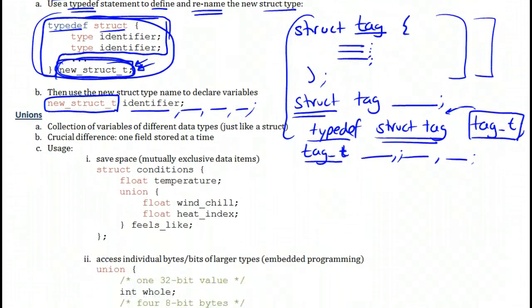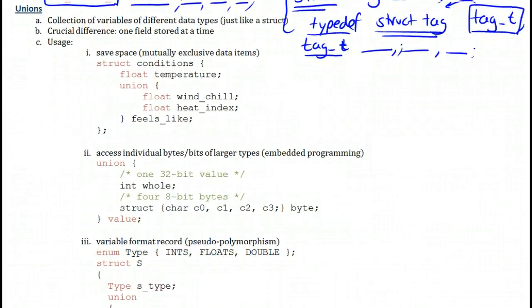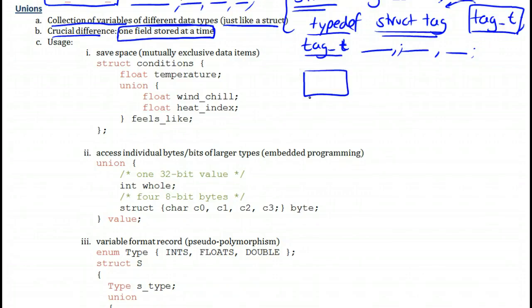Now let's look at unions. Unions are very similar to structs. They're also a collection of variables of different data types, just like a struct. The crucial difference between structs and unions is that unions only store one field at a time, or only one of their variables is stored at a time. So all of their variables are stored at the same memory offset. They all occupy the same region in memory.